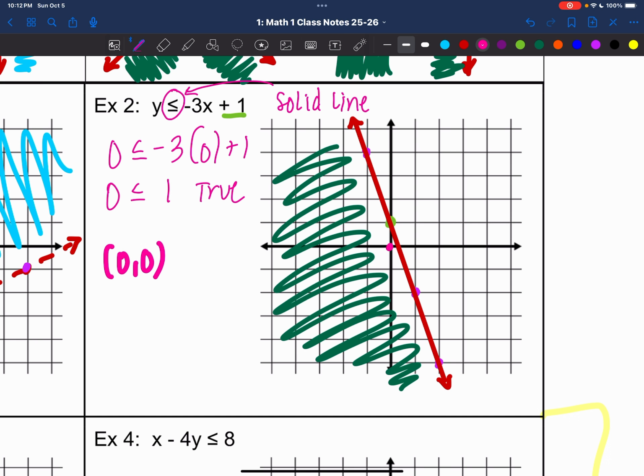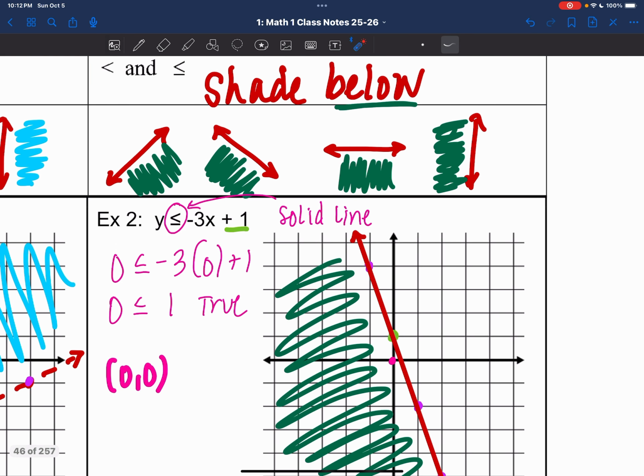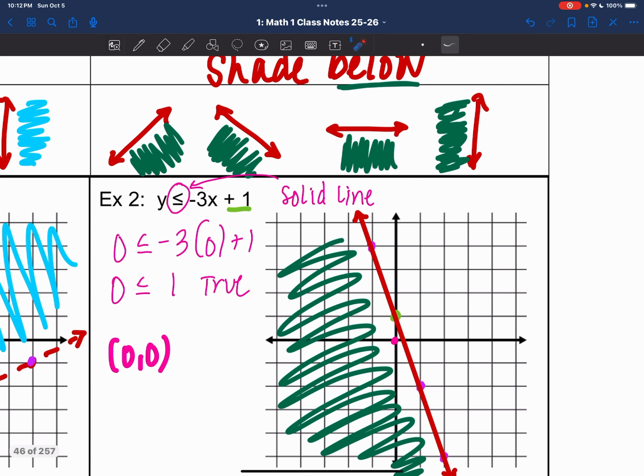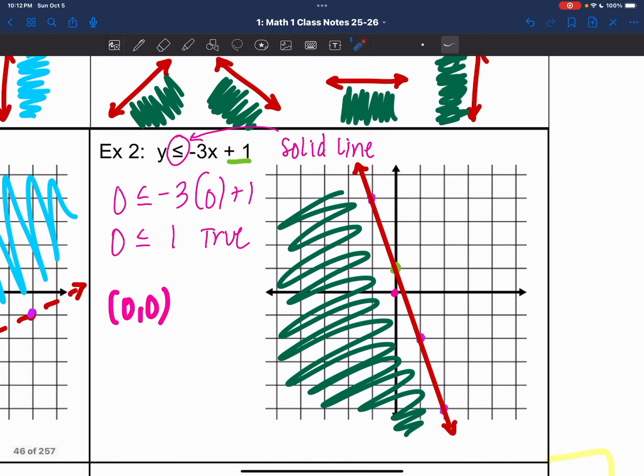And if I were to substitute that in, 0 is less than or equal to negative 3 times 0 plus 1. I'm going to get 0 is less than or equal to 1. Well, that's true. So I'm going to shade on the side that has 0, 0 in it. And then I know it's going to be that direction. Or you could look up here and know that if it's a negative slope, you're going to shade on that side. So either way works in case you forget which way you need to shade.